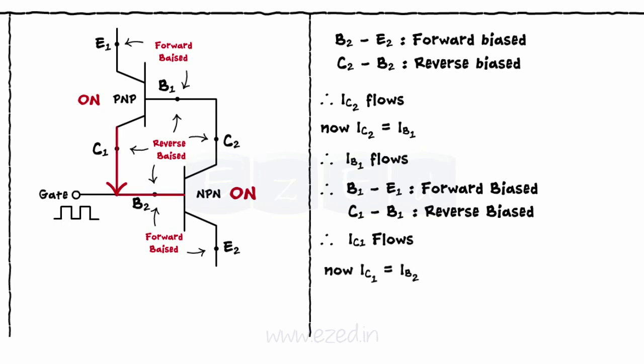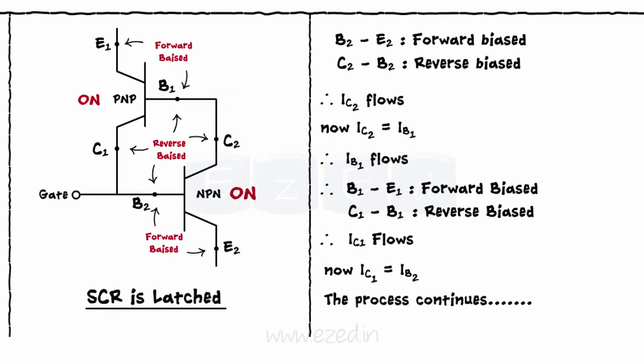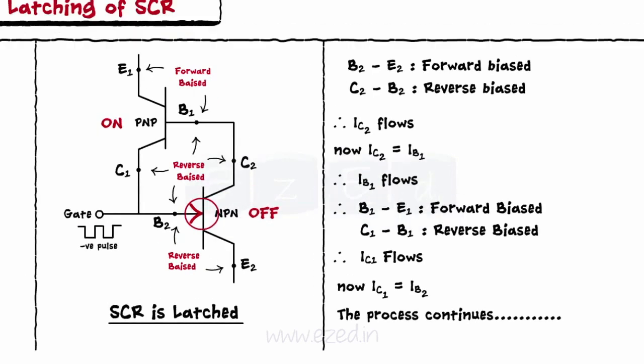Now the collector of transistor 1 is connected to the base of transistor 2. Hence, IC1 acts as an input for transistor 2. Despite removing the external gate pulse applied at base 2, the SCR remains locked or latched and continuously produces the output. The only way to stop the latching operation is to trigger the gate with negative pulse, which will make the BE junction of transistor reverse biased so that it acts as an open circuit and the current flow stops.